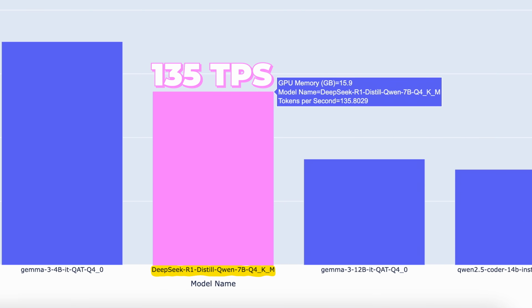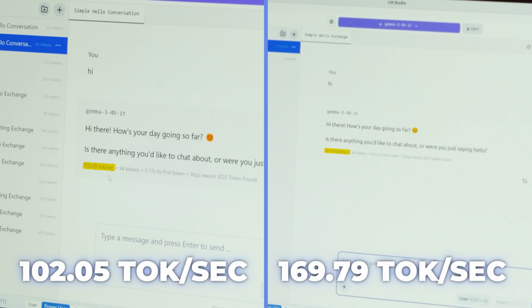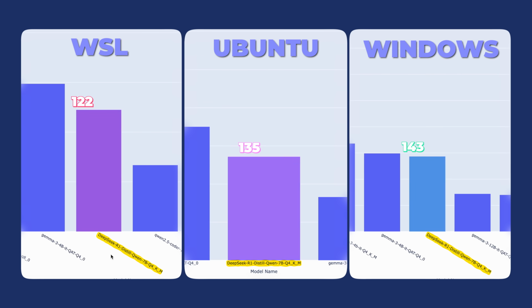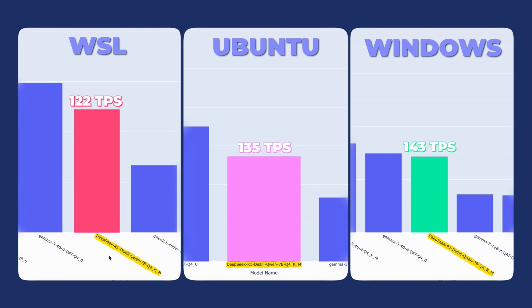But what's that on Ubuntu? Here it is, 135. So in this case, for some reason, it's a little bit less in Ubuntu. There was a significant jump in the Gemma 3 4B, but for DeepSeek R1, slower. Again, it's within the margin of error there, but for this model, it doesn't seem to matter that much. Let's take a look at a model that's a little bit more useful.